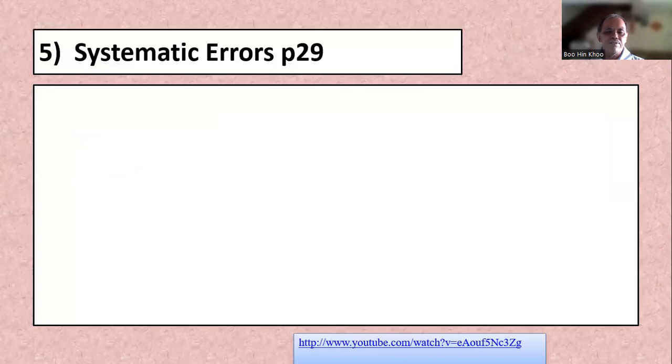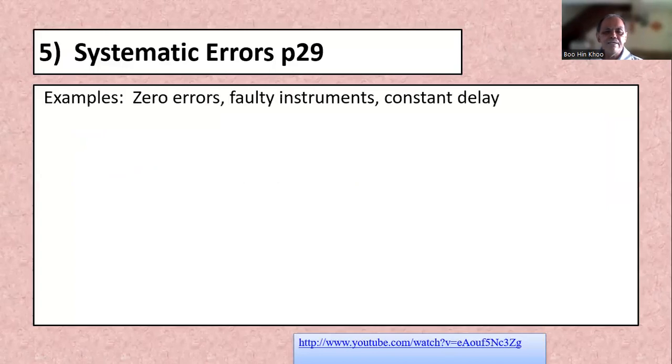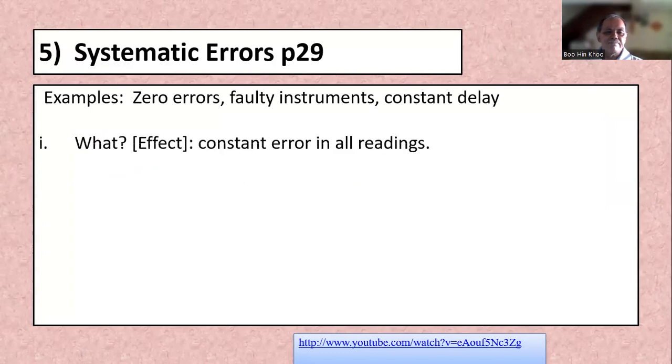What is systematic error? Examples of systematic error: zero error, faulty measurement, a faulty instrument that gives you the wrong reading, a constant time delay, a stopwatch that has a value not set to zero, so it will have a constant delay. What's the effect? Constant error in all readings. It's constant, not like random error, where it scatters about the mean value.